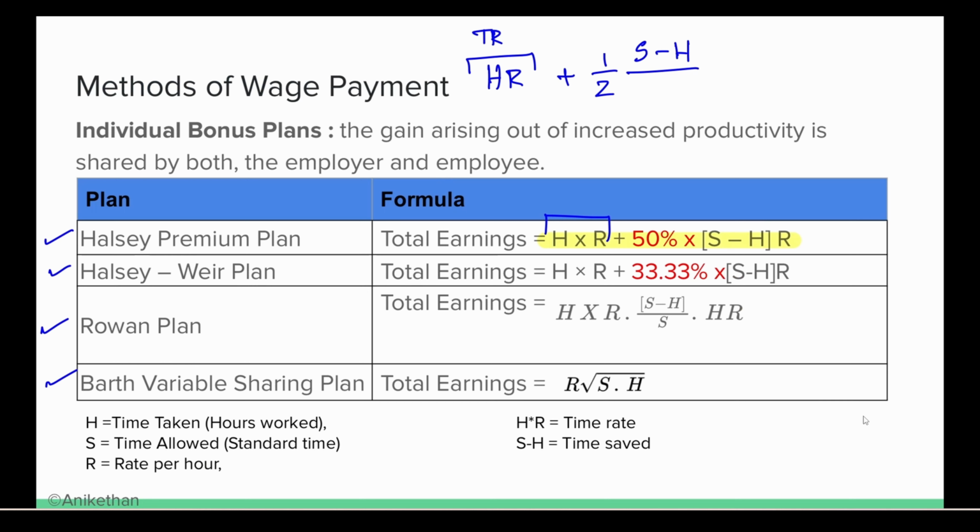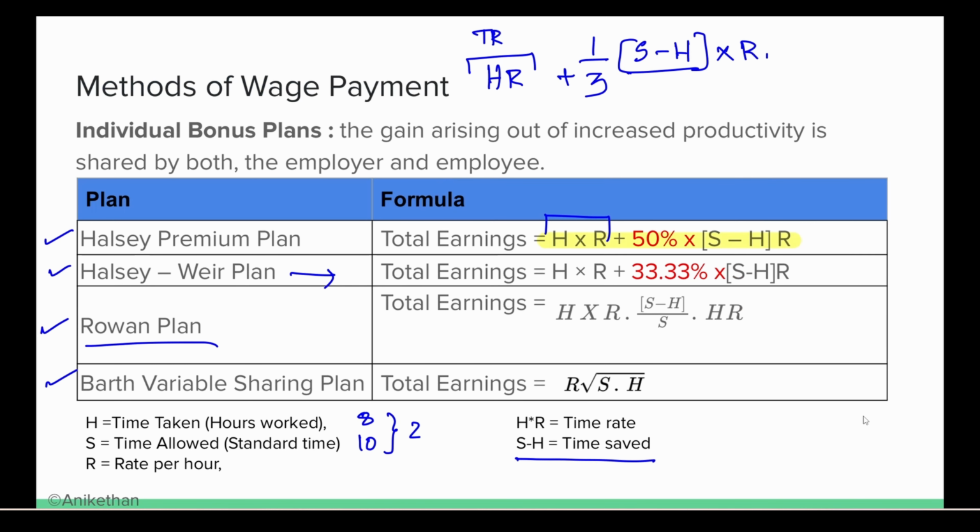If the standard hour, let us say, is 10 hours, and time taken is 8 hours, that means he has saved 2 hours. So this S minus H is nothing but time saved, divided by standard, into R. So whatever proportion he is saving time, half of that he will be getting as a bonus. If you take the example of Halsey weir, very similar equation, only thing is instead of 1 by 2, here you have 1 by 3. That means one third of time saved the employee will get. That means two-thirds benefit will go to the employer. This is the difference between Halsey premium and Halsey weir plan.